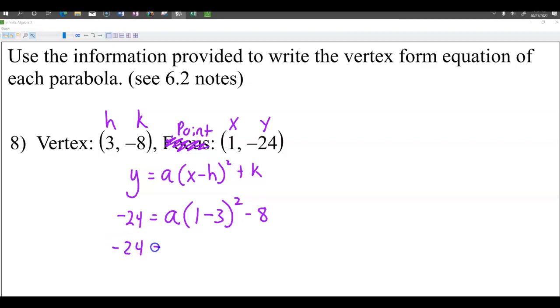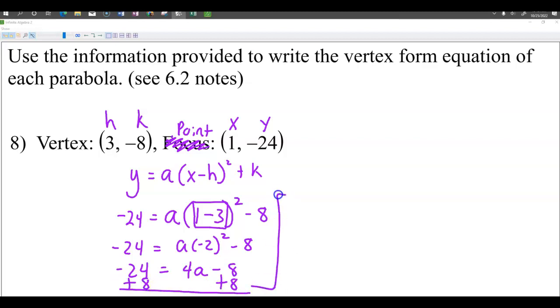So 1 take away 3 is negative 2. Negative 2 to the second power is 4. So I've got A times 4, which I'm just going to write like this with the 4 in front. Next, we'll add 8 on both sides. And that's going to give me negative 16 is equal to 4A. And then I'm going to divide both sides by 4. And I end up with negative 4.